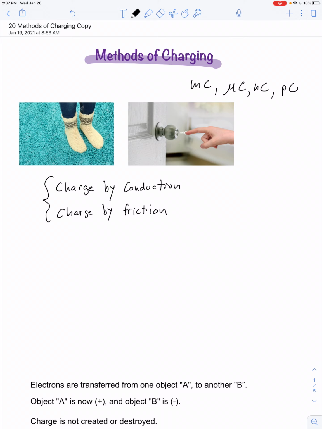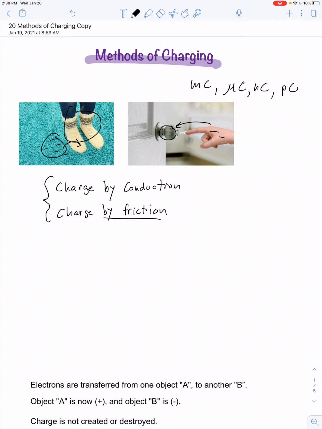The familiar case of charge by friction is walking across carpet and your socks interact with the fibers of the carpet, and electrons, we'll say, are stripped away from the carpet and end up on your socks and therefore on your body. And then when you go to touch the doorknob, those very same electrons can then transfer from your body back into the doorknob and ultimately back into the ground where they came from originally.